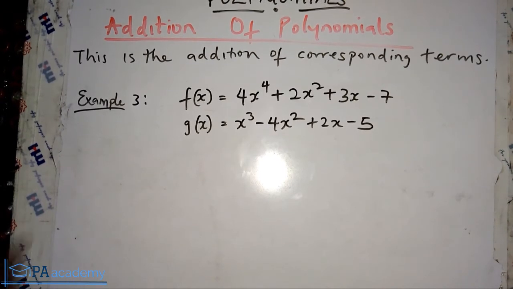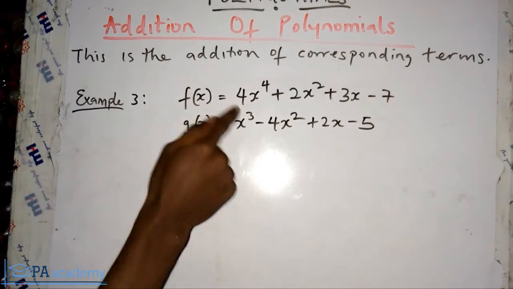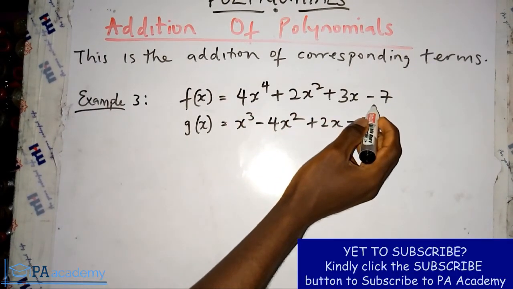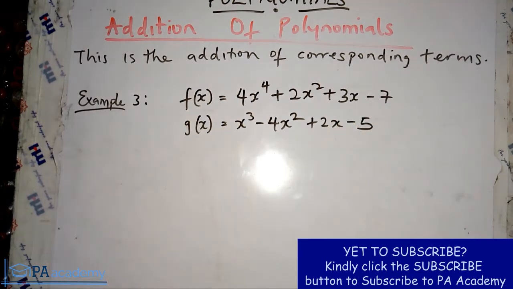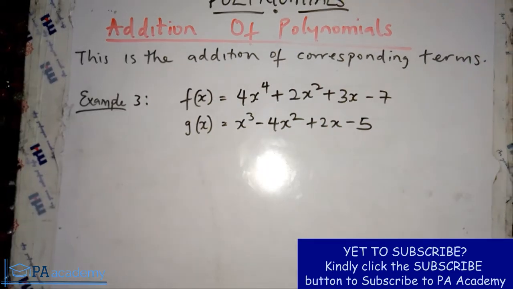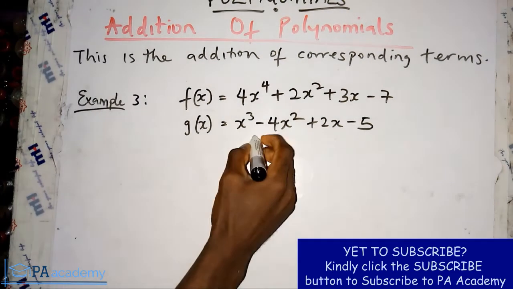Okay, welcome back to example 3. Here we are having f of x is equals to 4x raised to power 4 plus 2x squared plus 3x minus 7. And then g of x is x raised to power 3 minus 4x squared plus 2x minus 5. So let's do this.